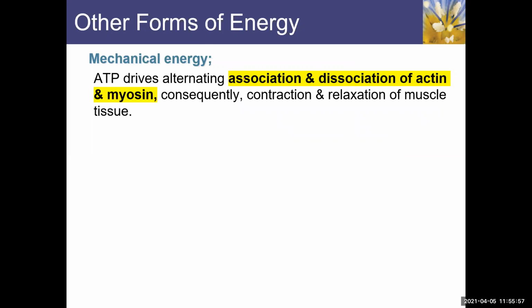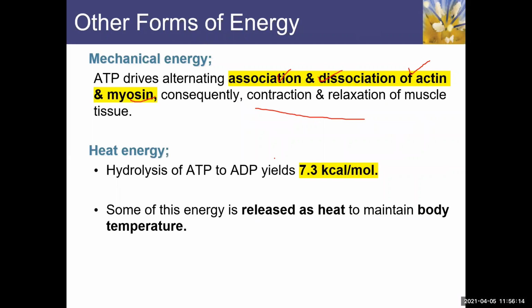Also, this ATP will help in the association and the dissociation of what? Actin and the myosin. This is what we learned in the last semester, right? The sliding filament theory, right? And eventually your muscles will contract and relax. Okay, and some amount of ATP can also be used to convert what? To release it as heat, which will help us in maintaining the body temperature, right?